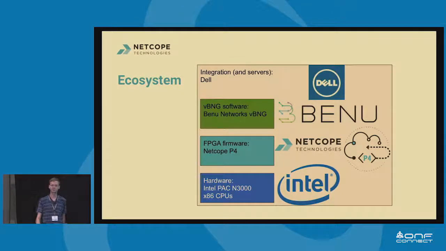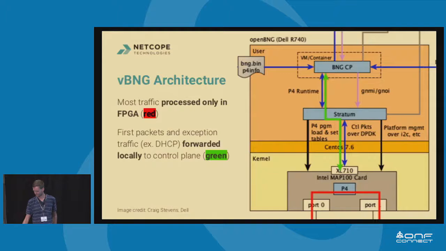We're part of an ecosystem here because you need to get many layers of the problem right. Starting from the bottom, our target is the Intel PAC N3000 FPGA acceleration board, together obviously with the CPUs. Then Netcope is a provider of the firmware for the FPGA compiled from the P4 specification. Then we're working with Benu Networks and with their vBNG software implementation. And Dell is integrating everything together and obviously providing their servers.